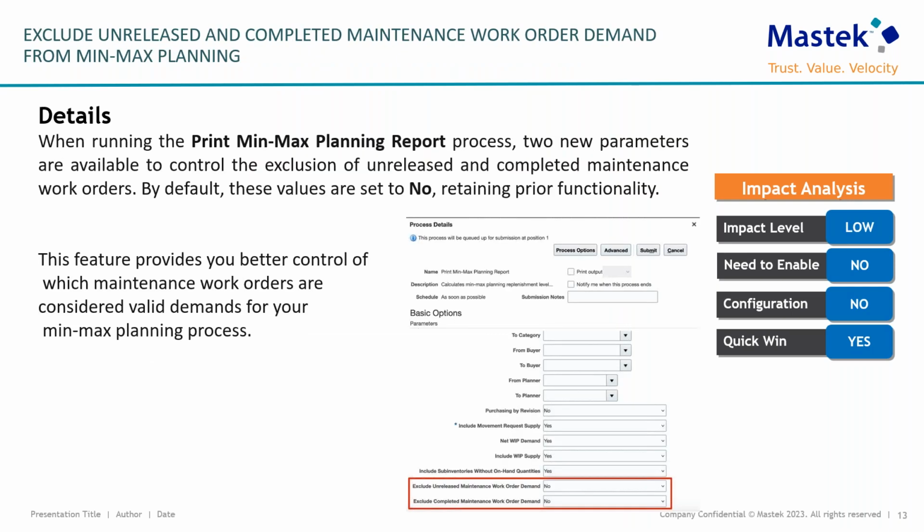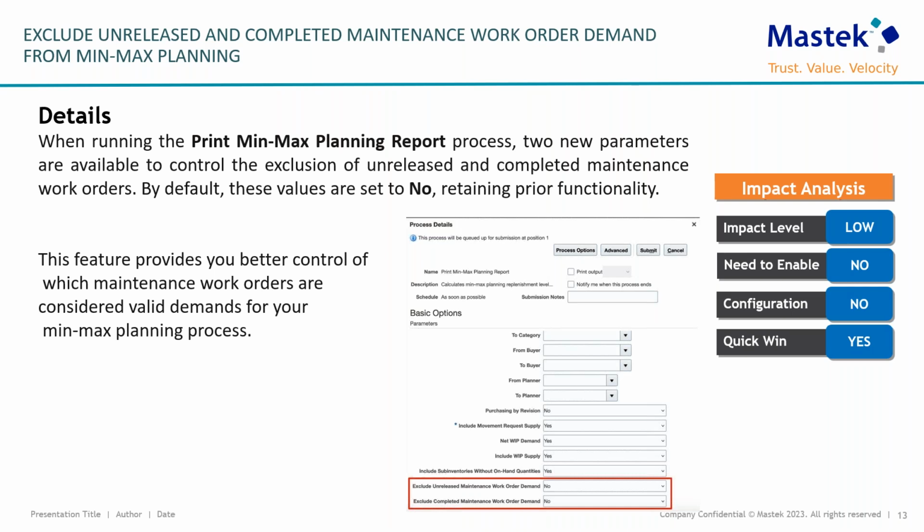Moving further, the next one is exclude unreleased and completed maintenance work order demand from min-max planning. It is common for maintenance organizations to create repair work orders in advance as part of a preventative maintenance program, or create them but not use them if repairs were not needed at the time. Sometimes not all components assigned to a work order are used. Once repairs are completed, the work orders are moved to completed status but not closed immediately. This is done so that additional repairs can be made if required after the testing period. Also, the vendor invoices can be assigned after repairs are completed.